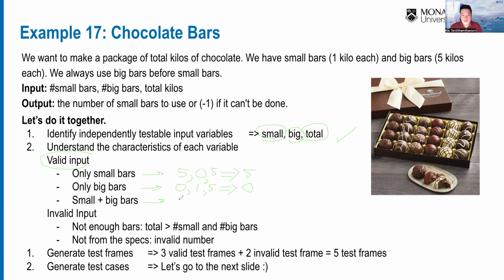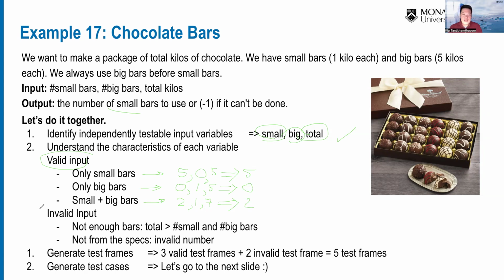Okay, let's do it together. Let's say we have 2 small bars, we have 1 big bar, and we want to make 7 kilograms of chocolate. How many small bars do we need to use? It will be 2. Make sense? We want to make 7, we use 1 big bar, and then we use the remaining 2 small bars.